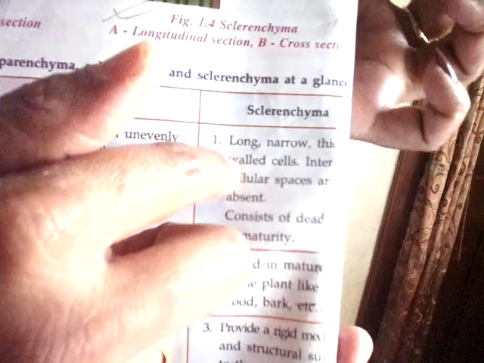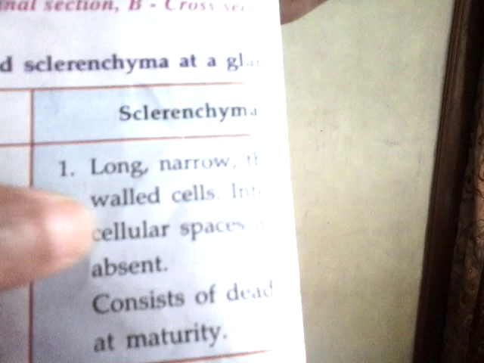Then we have the next one, the sclerenchyma. In sclerenchyma, as you can see in the diagram over here, they are long, narrow, thin tube like walled cells, and the intercellular space is almost absent.